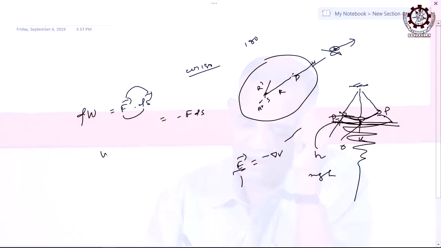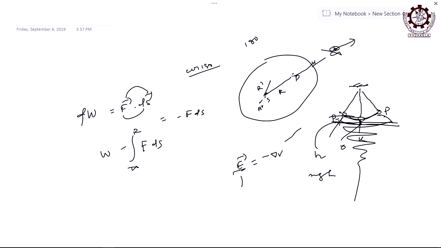Then the total work done will be nothing but equal to how much? The integration of F ds from infinity to that point, right. Then you can tell the potential energy, calculate. Now, understand or not? It has to come from infinity to that point. How much work is done, that is the potential energy at that point.